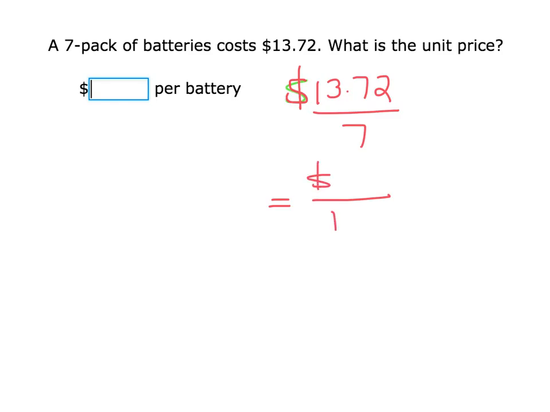This is pretty easy to do. We're not going to do long division by hand. In this case, it just doesn't make any sense when we've all got calculators at the ready. So we're going to do 13.72 divided by 7. If I divide the top number by the bottom number, that'll always turn what I'm dealing with into a unit rate.